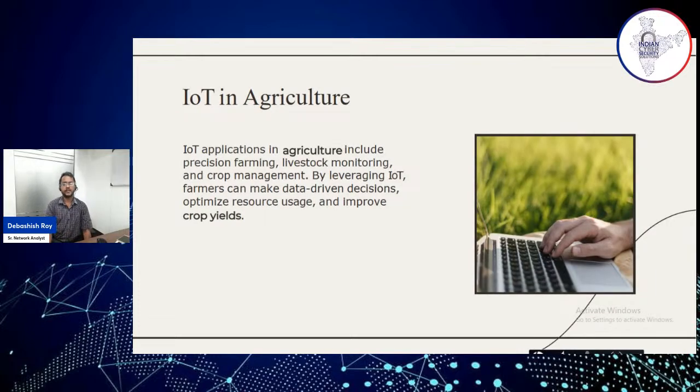Then again, IoT in agriculture is very important. IoT applications in agriculture include precision farming, livestock monitoring, and crop management. By leveraging IoT, farmers can make data-driven decisions, optimize resource usage, and improve crop yields. Also, if you are forecasting or managing the agriculture cycle, the crop cycle, there also you can use smart IoT devices.